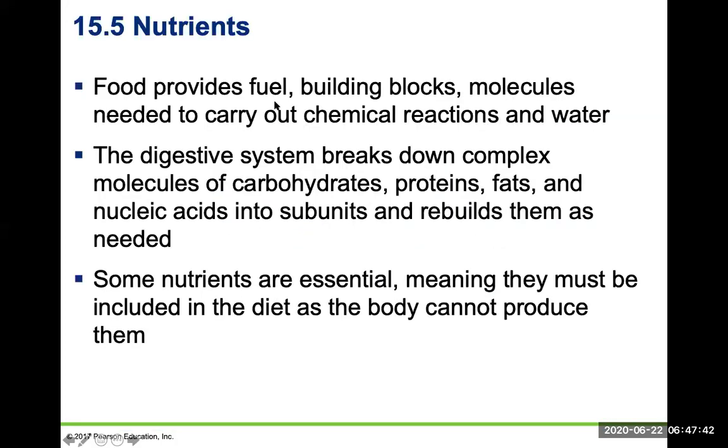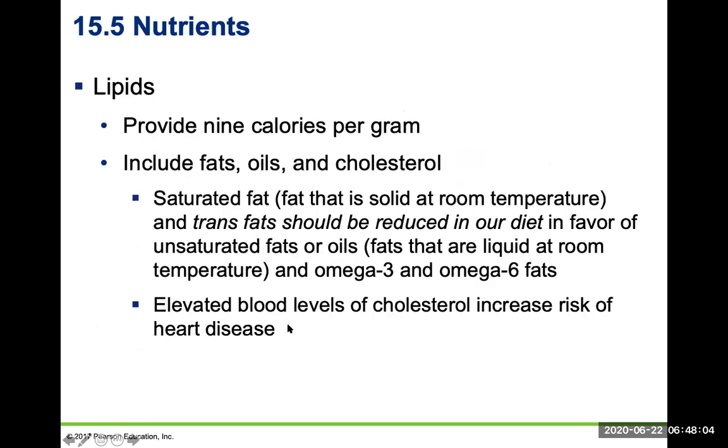Food provides fuel, building blocks, and molecules needed to carry out chemical reactions and water throughout the body. So the digestive system is where you get this. So you are what you eat, literally. It's so important what we put in our bodies. Some nutrients are essential, meaning they must be included in the diet as the body cannot produce them. So that's what we call essential nutrients.